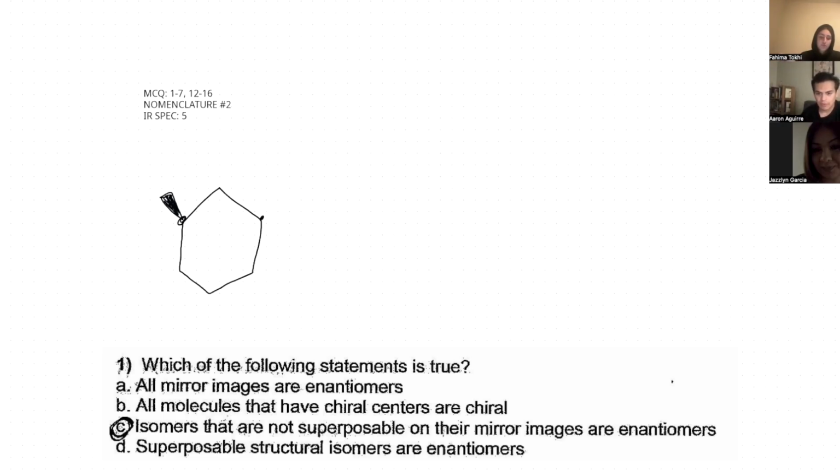If we do this, now there are two chiral centers. This is not an internal plane of symmetry, because one's in the front and one's in the back. This is trans, so this is chiral.